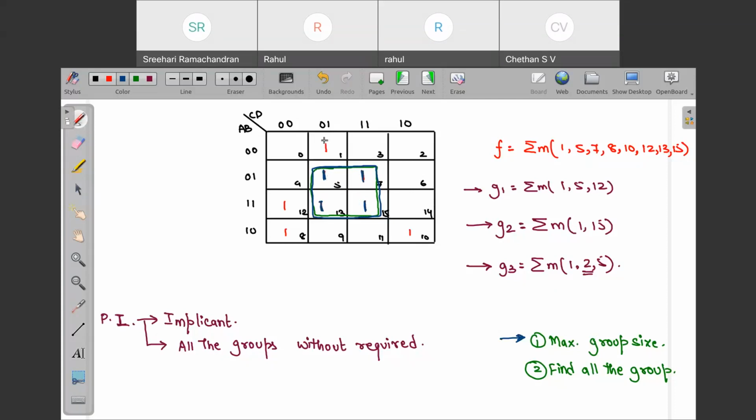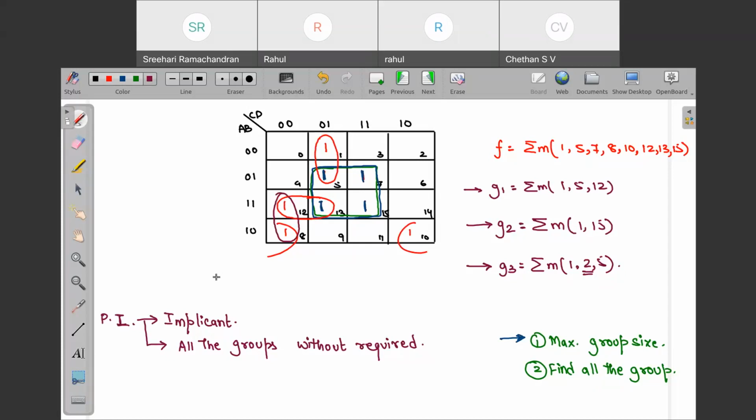Then find the smaller groups irrespective of the requirement. Find the smaller groups irrespective of the requirement. So this is one of the groups I can make. Another group I can make like this. Another group like this. And one more group I can make is a group of 2 like this, which is not required, but still it is considered a prime implicant.